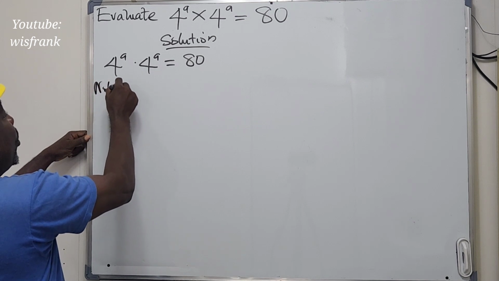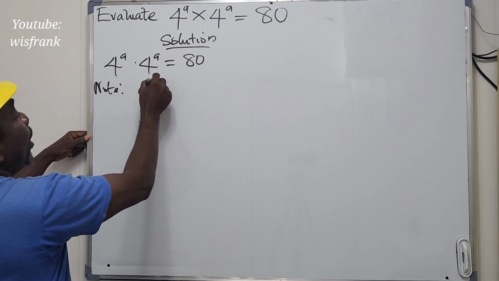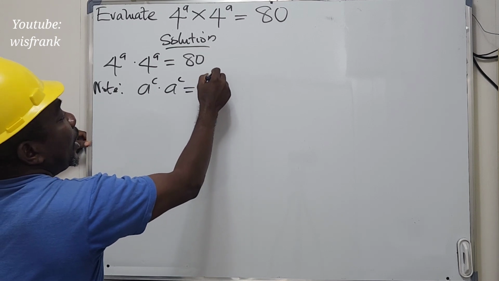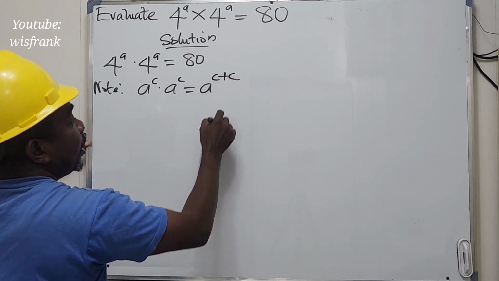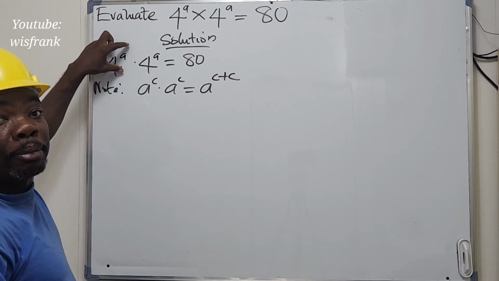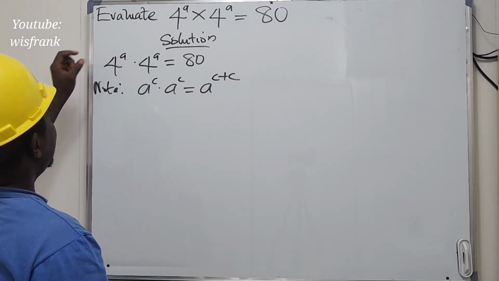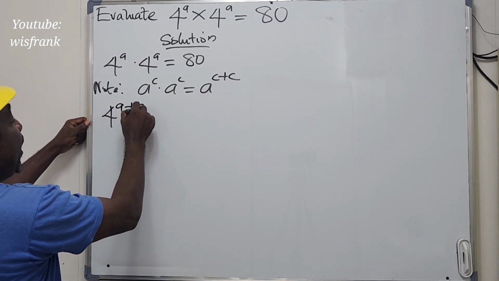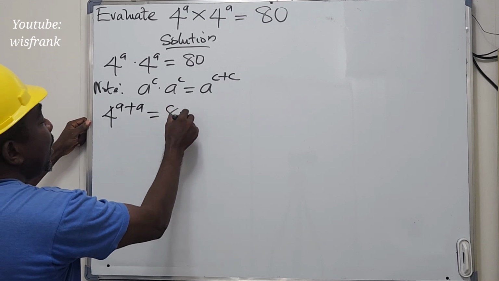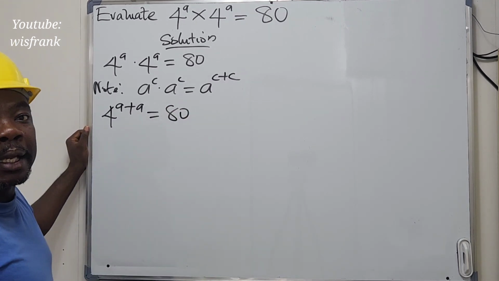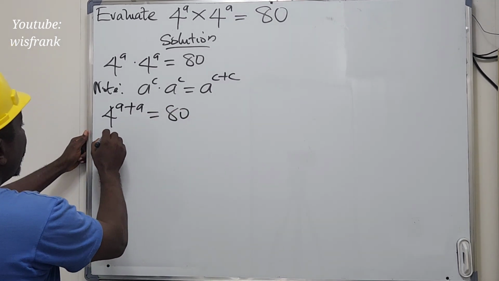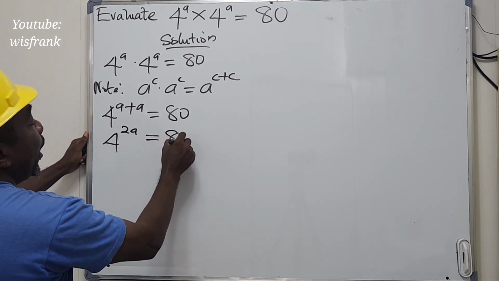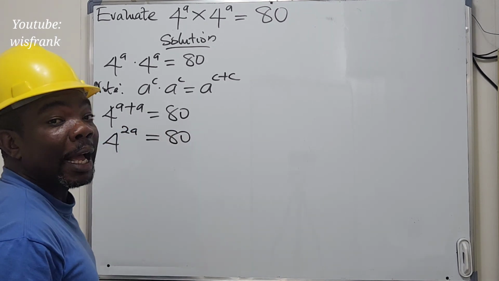Note, when we have a to the power of c times a to the power of c, it is the same thing as a to the power of c plus c. So in this case, we are going to represent this in this format. This will become 4 to the power of a plus a equals 80. So a plus a is 2a. So we are going to have 4 to the power of 2a equals 80. So we have this as an equation.